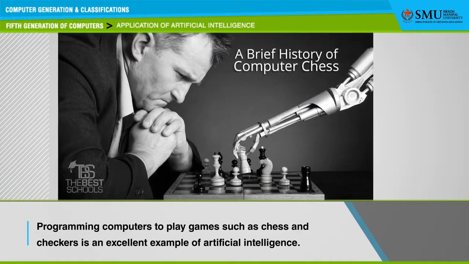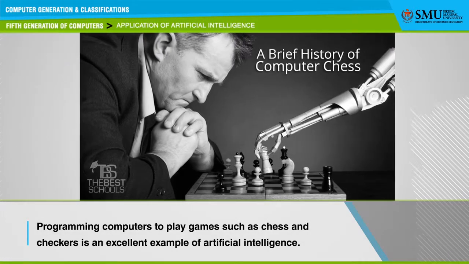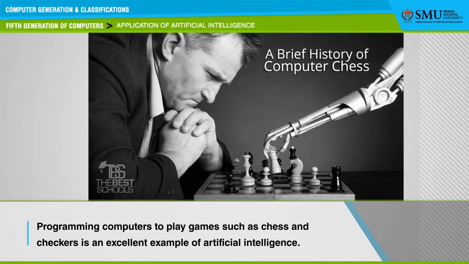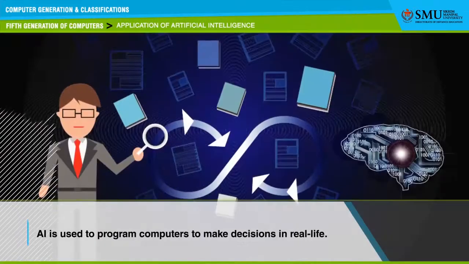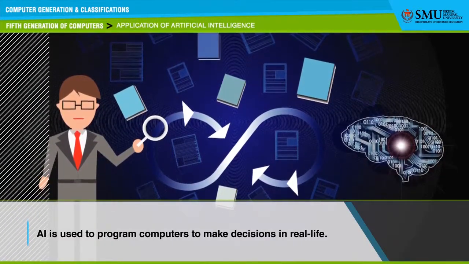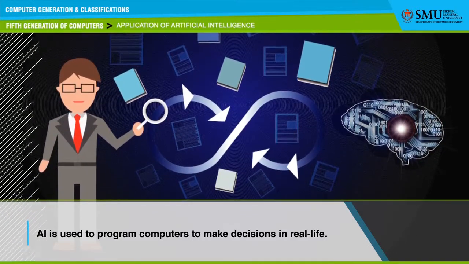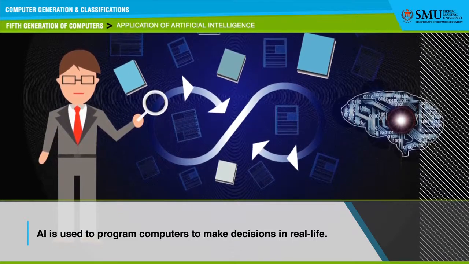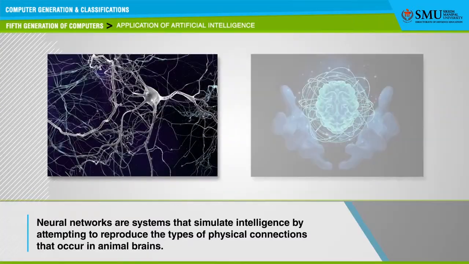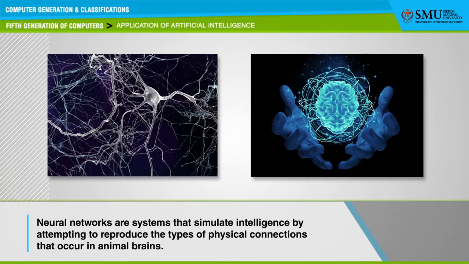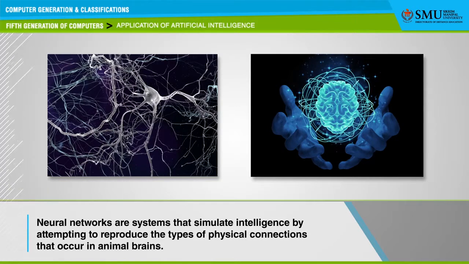Let us look at some of the applications of artificial intelligence. Programming computers to play games such as chess and checkers is an excellent example of artificial intelligence. Artificial intelligence is used to program computers to make decisions in real life. For example, some expert systems help doctors diagnose diseases based on symptoms. Neural networks are systems that simulate intelligence by attempting to reproduce the types of physical connections that occur in animal brains.